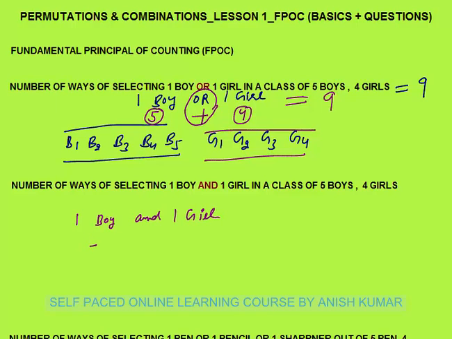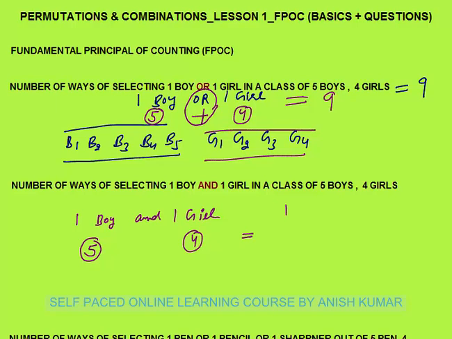So one boy I can select in 5 ways. Either one of 5 boys I can select. One girl I can select in 4 ways. Either one of the girls I can select. One boy and one girl, how many ways will be there?